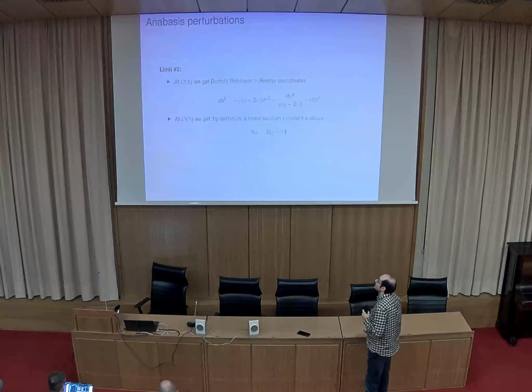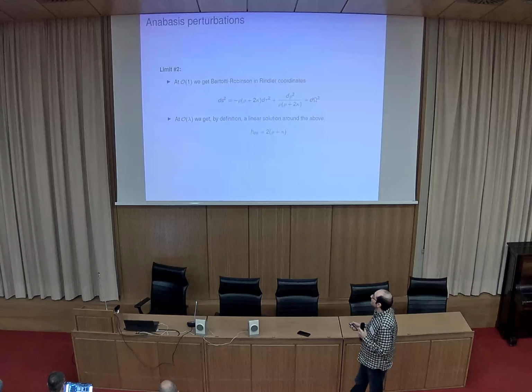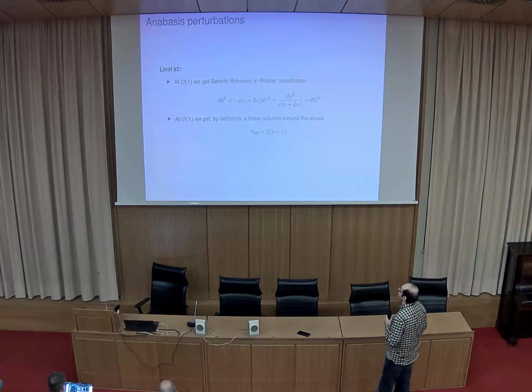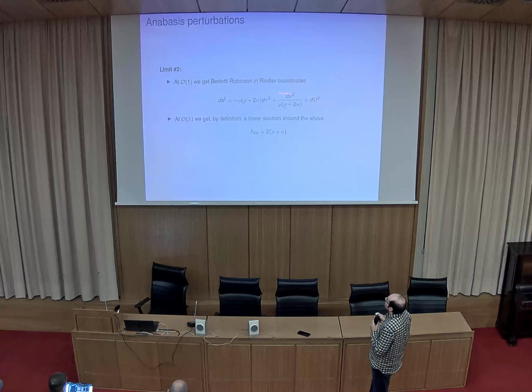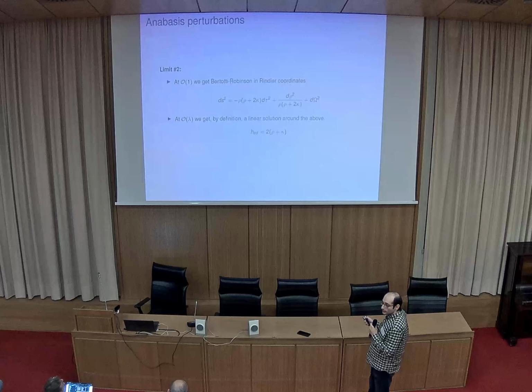How about the limit number 2? So limit number 2, if you do exactly the same exercise, but with the different charge to mass ratio to begin with, and the different coordinates, at order 1 you get this. This is still Bertotti-Robinson, but written in Rindler coordinates.